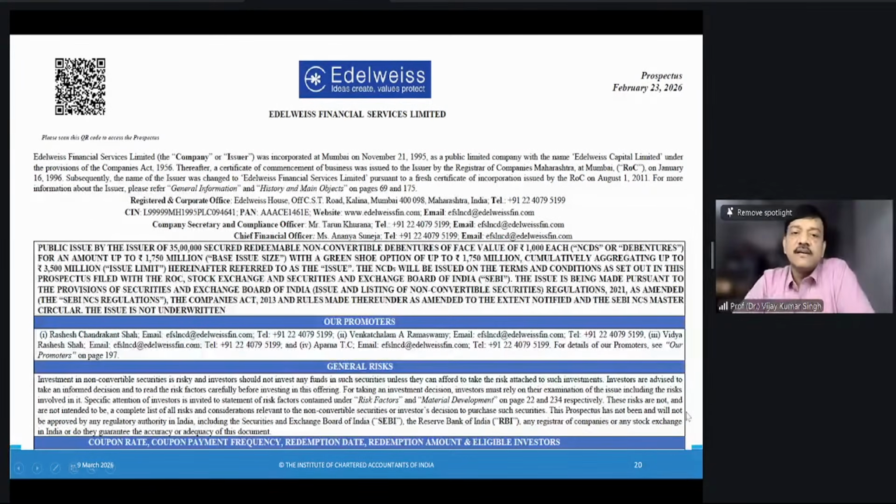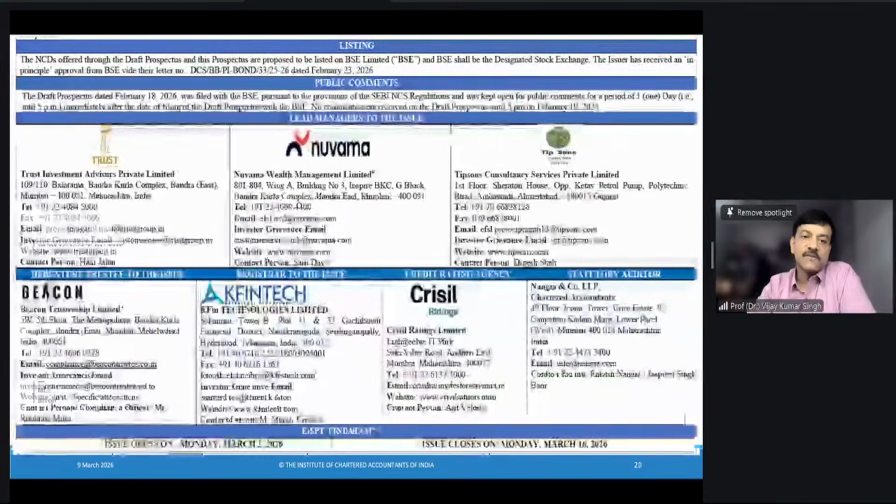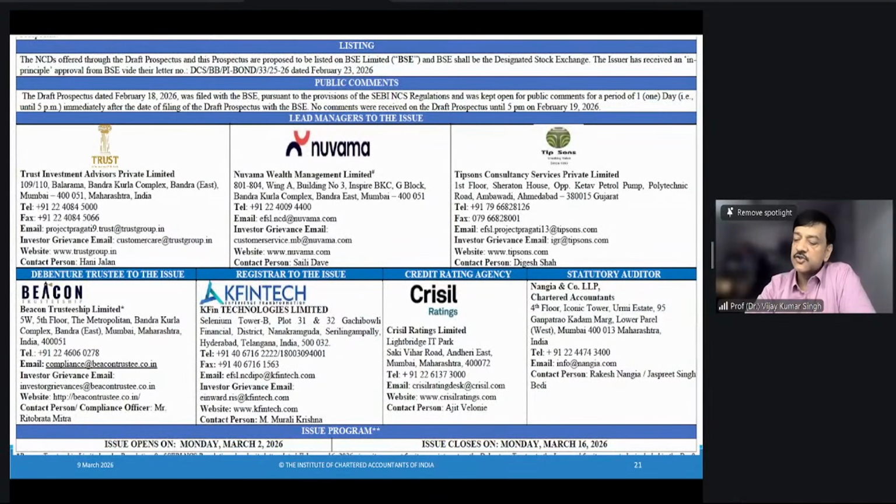This is basically a financial company, Eldevis Financial Services Limited. So you see here, for public issue by the issuer of what? It is a secured, redeemable, non-convertible debentures. As I told you, most of the times shelf prospectus is not meant for equity, but most of the times it is meant for debt and bonds. So you can see here non-convertible debentures or debentures for so and so amount. So you can see here, this is Eldevis. This is the prospectus. This is again the same prospectus. This slide basically shows the different entities which are part of the prospectus.